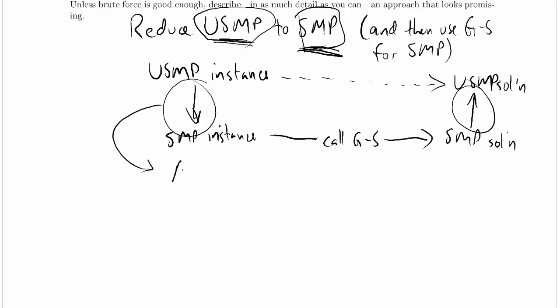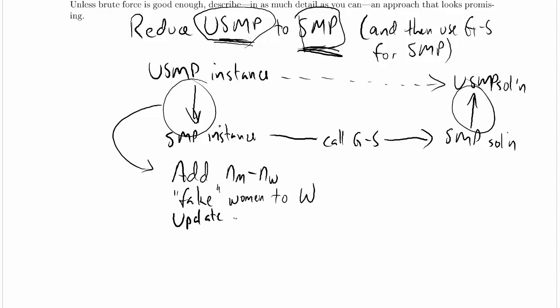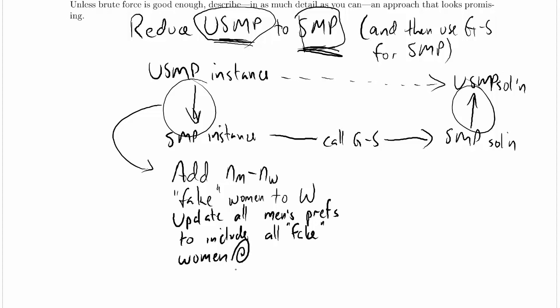So what we're going to do is add enough fake women to make NW equal to NM. So we're going to add NM minus NW fake women to W. That'll be enough to make the two sets the same size. So we're good now on the sets themselves, but we have to update the preference lists. So update all men's prefs to include all fake women at the end, in arbitrary order, in order by their numbers, something like that.